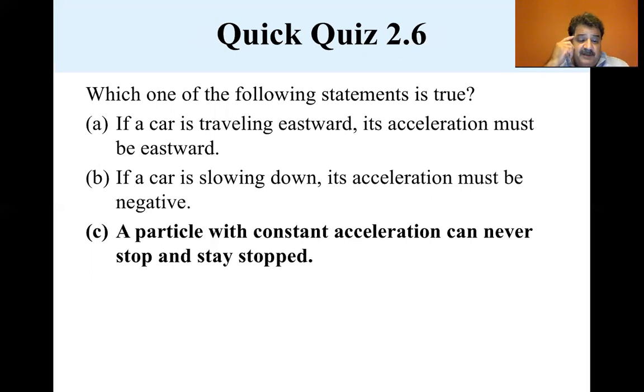Okay, this ends our discussion of motion diagrams. The next section we'll discuss will be the analysis model, particle under constant acceleration. We did the analysis model of a particle under constant velocity. Now we're going to do it under constant acceleration.